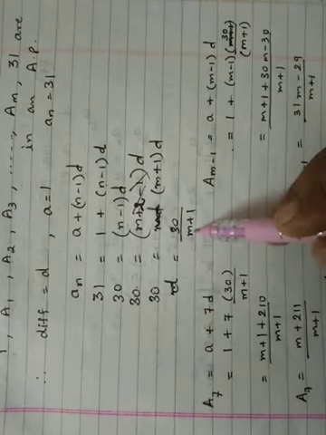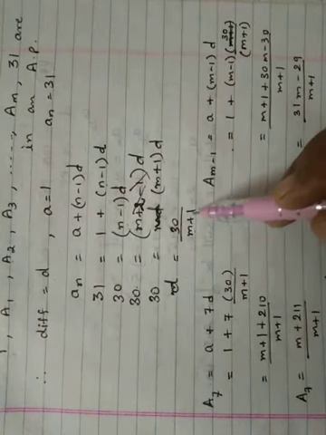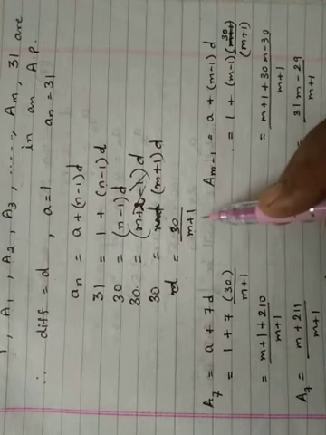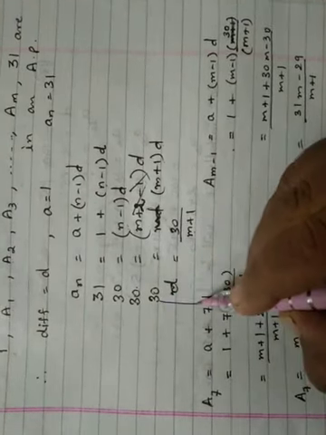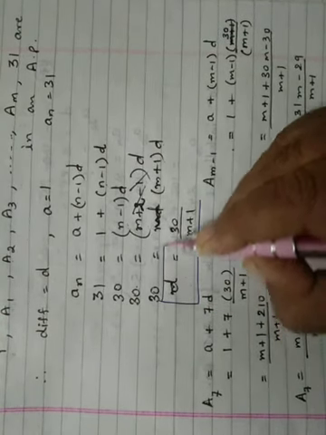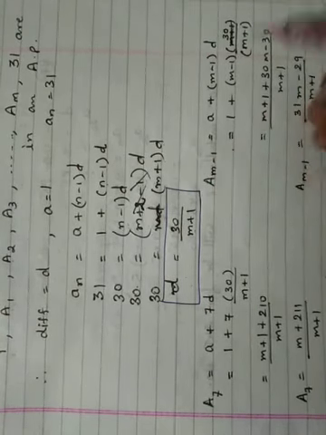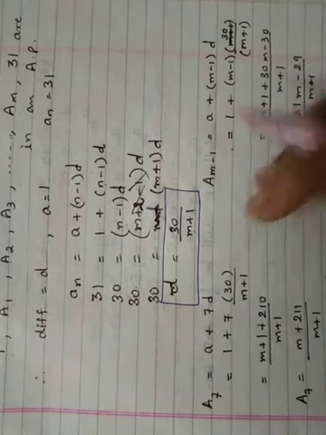I will get the value of d as 30 upon m plus 1. So the d value I calculated became 30 upon m plus 1.